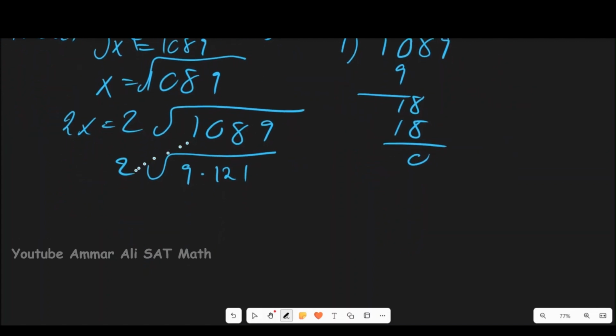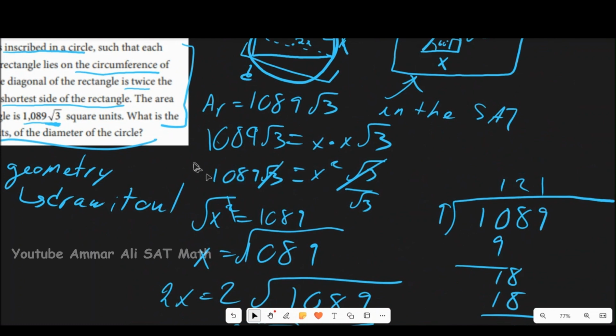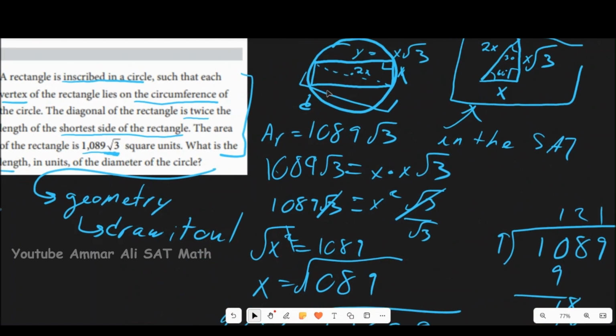And now we know that that's going to be equal to 2 times the square root of 9, which pops out a 3, and the square root of 121, which is just 11. So we know that 2x is going to be 2 times 3 times 11, which is the same thing as 6 times 11, which is 66 units. There you go. So why did I do 2x? Again, remember, they're asking us for the diameter, and our diameter is basically the diagonal of our inscribed rectangle.